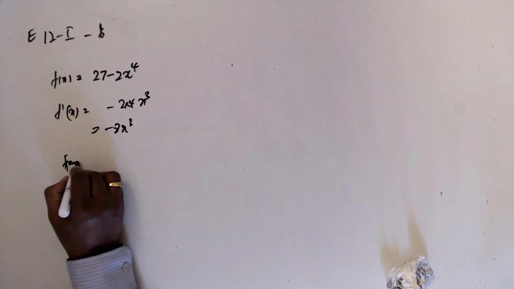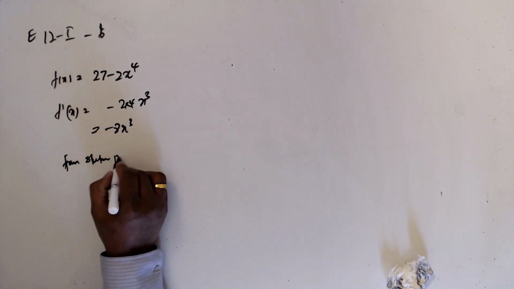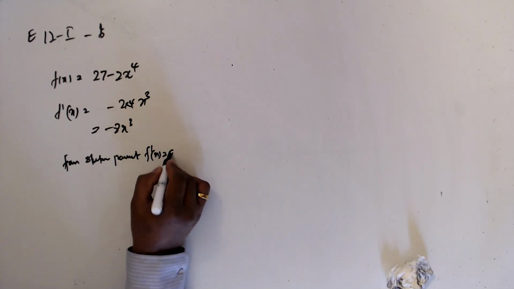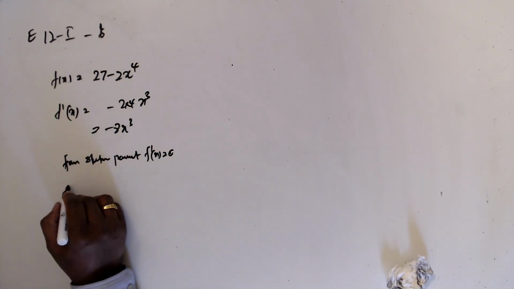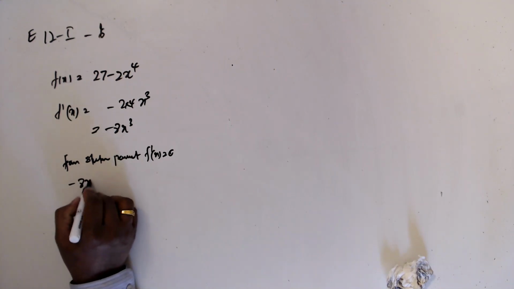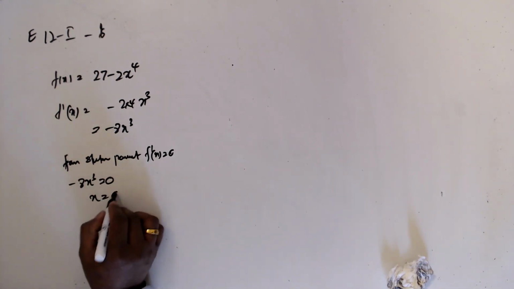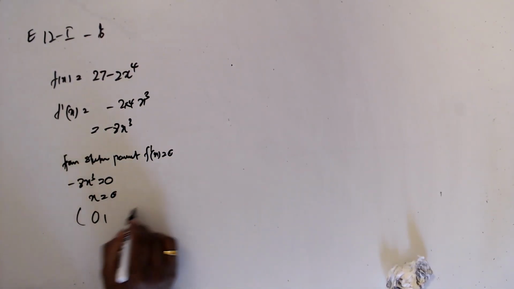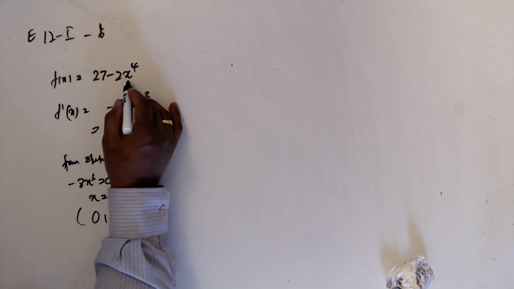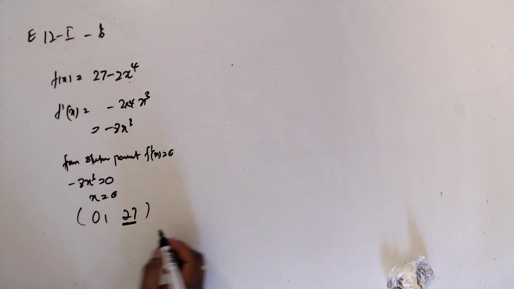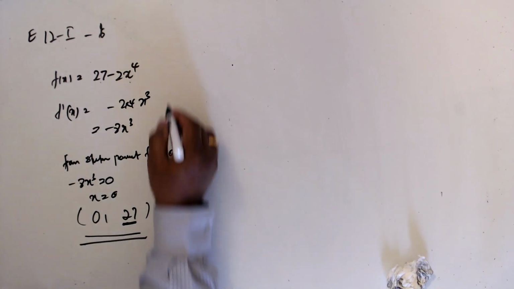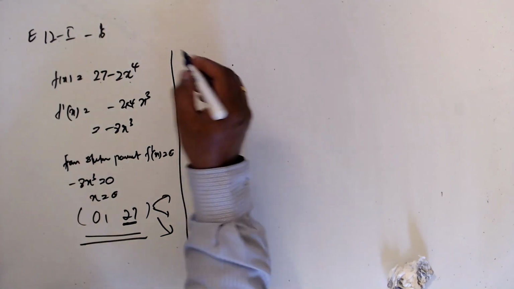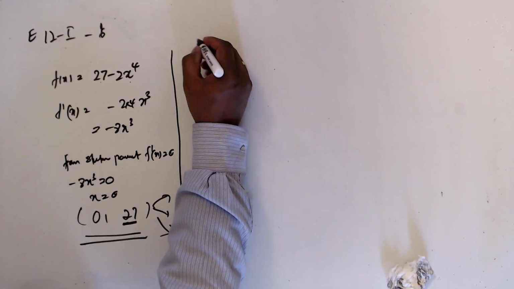For the stationary point, we want to make f dash x equal 0, which is dy by dx, same thing. Then minus 8x cubed equals 0, so x equals 0. So when x equals 0, what is the y value? When you put 0 here, that is 27. Now I want to decide whether this point is a minimum, maximum, or point of inflection. Three options.